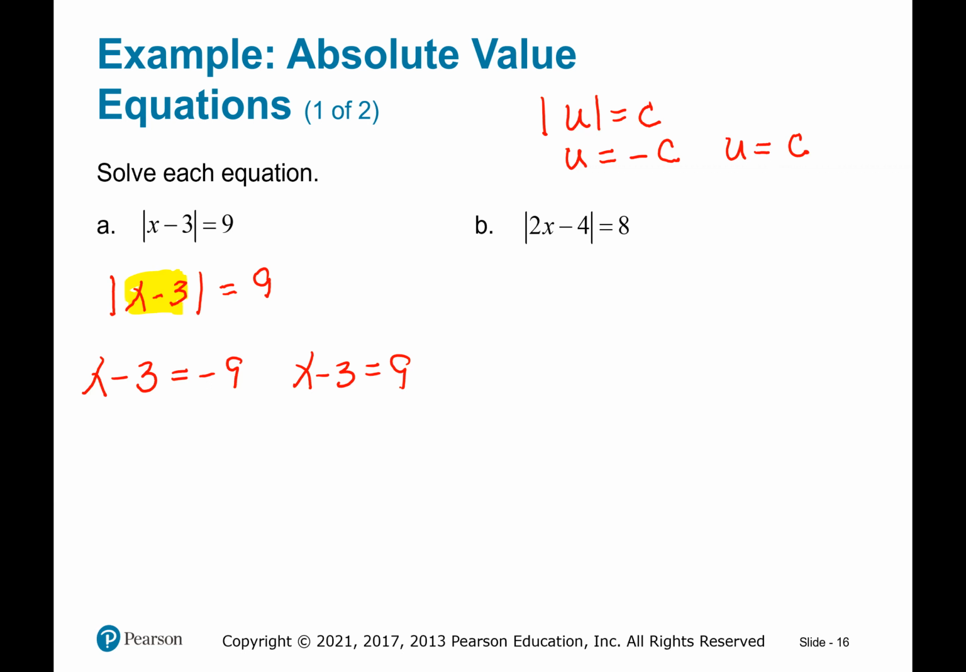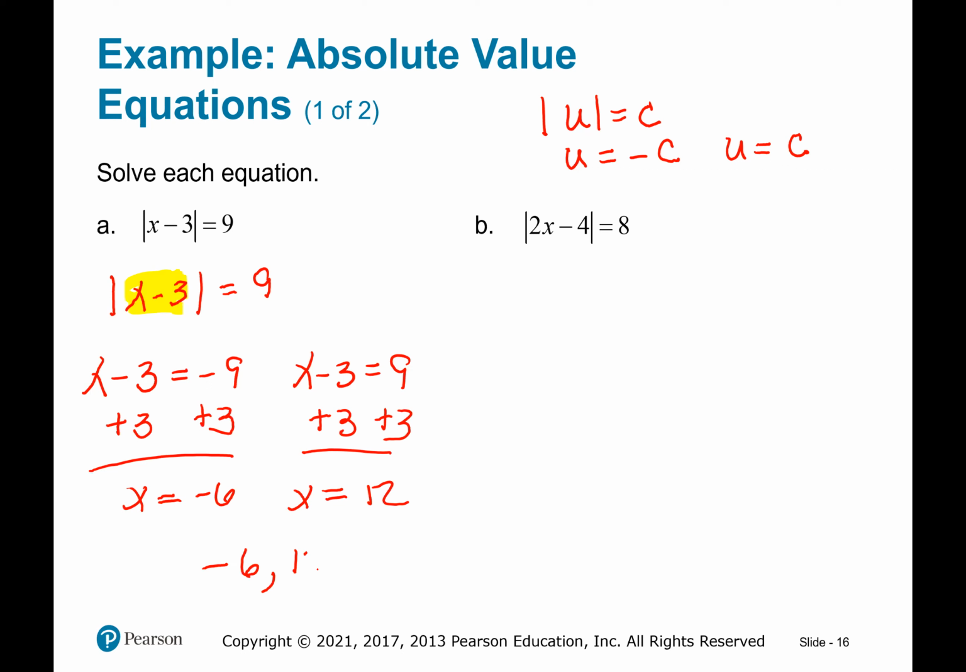And you should always check your solution. You already told me what the solutions are. The solution's -6 and 12. So we already know what's going to work here, and we can prove that by solving the two equations. So do those two numbers satisfy this equation? Are they the solution to this absolute value equation?